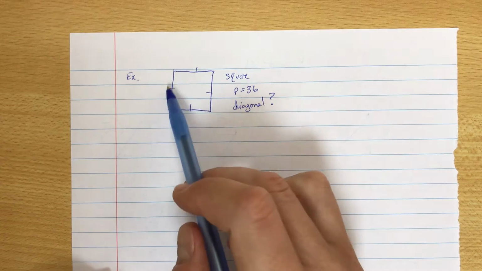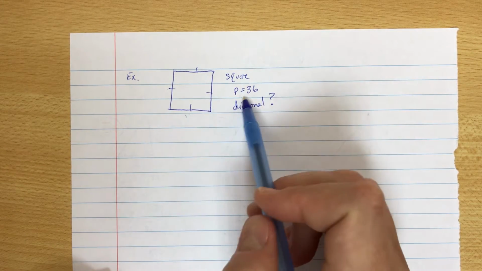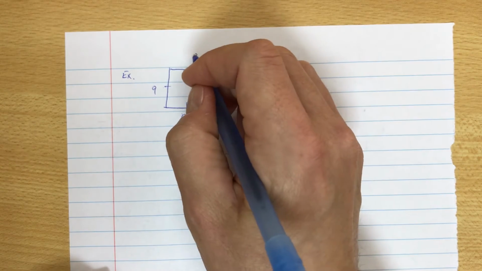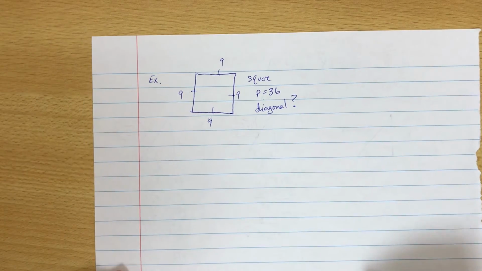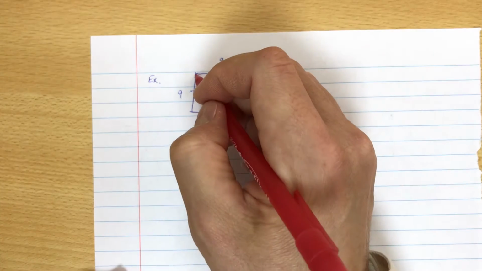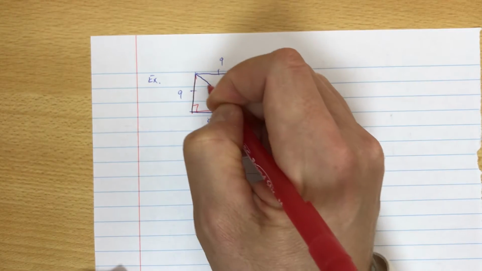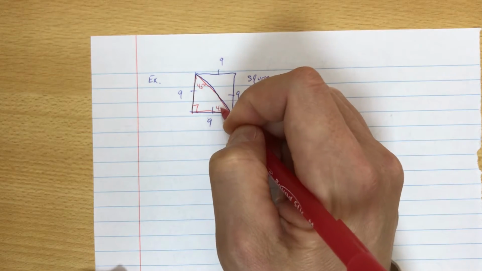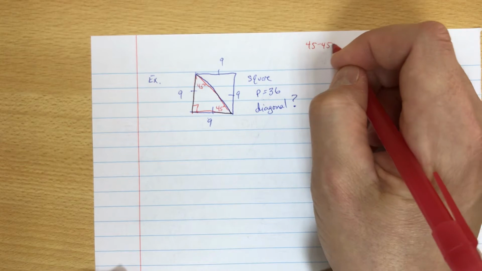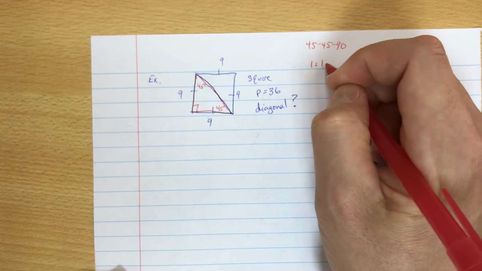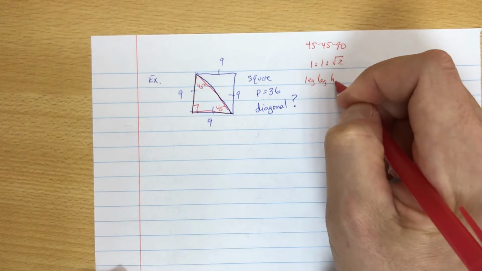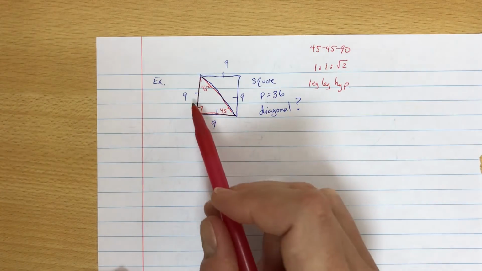Well, if the perimeter is 36, all 4 sides are equal, we can divide this by 4, and we get 9, 9, 9, 9. Now, if we want the diagonal, let's draw the diagonal. And in a square, when you draw a diagonal, you create not just a right triangle, but a 45, 45, 90 right triangle. Well, 45, 45, 90, the ratio is 1 to 1 to the square root of 2. Leg, leg, hypotenuse.